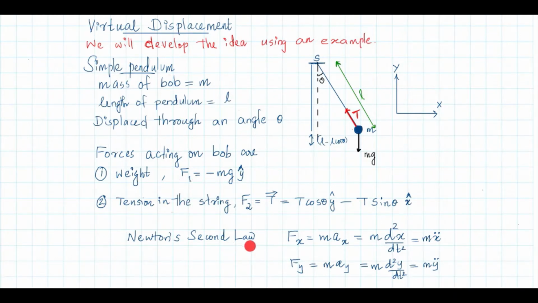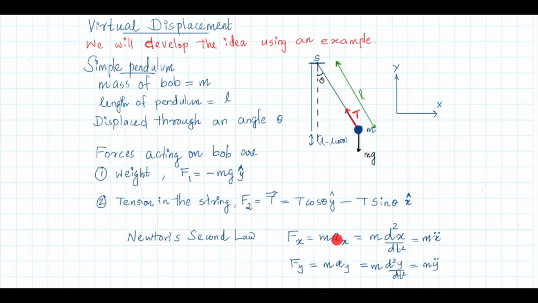Now, you can apply Newton's second law. What is Newton's second law? Force acting on a system is mass into acceleration. Since force is a vector quantity, this Newton's law is also a vector equation. You can split this into components. The component along the x direction is Fx equal to m ax. The component along the y direction is Fy equal to m ay.